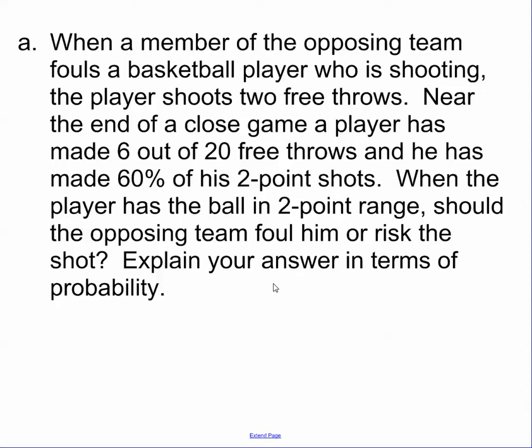Okay, there's probably a lot of other issues that go into this, but looking at it very simply, should we let him shoot a 2 point shot, which he makes 60% of, or should we make him shoot free throws by fouling him? So 6 out of 20 on free throws. That's his experimental probability. You can't look at free throws as if you can either make it or miss it. That's true, you can make it or miss it, but some people make a lot more than they miss. So it makes sense to use experimental probability here.